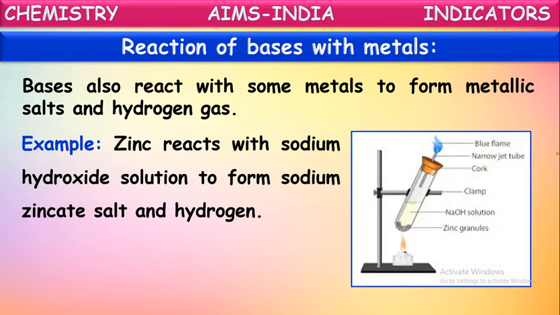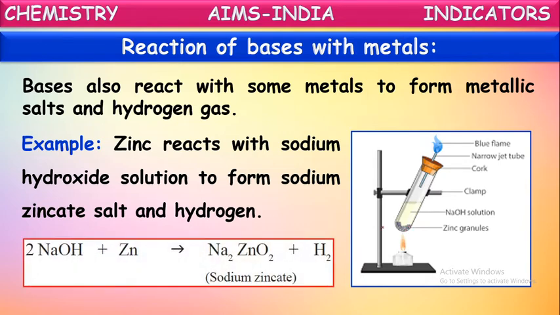The same kind of experiment you can do with zinc and a base also. When sodium hydroxide base is added to zinc granules, they form a salt called sodium zincate. At the same time, hydrogen gas is also liberated. So we can say acids and bases react with metals to form their respective metallic salts and liberate hydrogen gas.